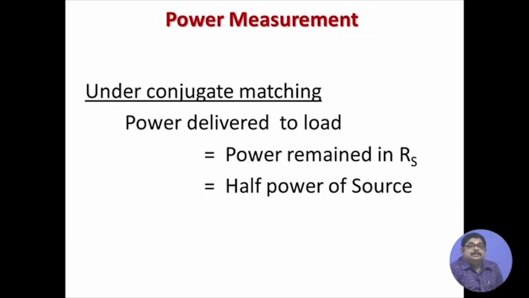Now, this is one beauty, a byproduct of this: under conjugate matching, since power delivered to load is equal to power remaining in source, the source is giving half the power. Suppose, as in the case of cellular telephony, it is radiating. The load is not accessible to you, but you can always make a measurement at your source. If you find that half of the power is across the source resistance, you know that you have got a conjugate match and the load is getting half of that power. So, this is the basis of power measurement. At the transmitter itself you can find out how much power the load is taking.